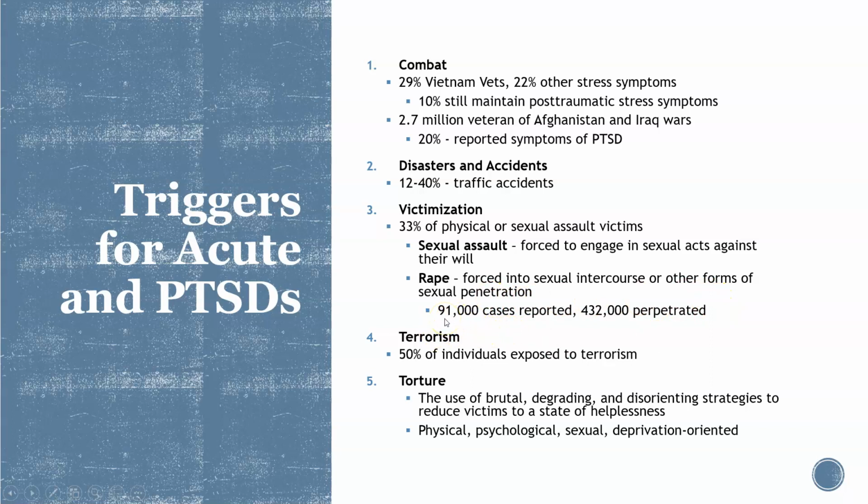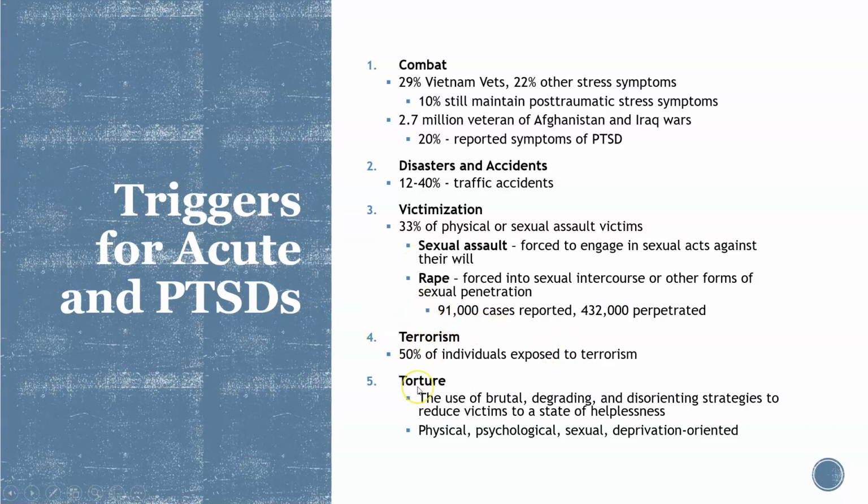Just a quick factoid for you all, so you can contextualize this a little bit. About 91,000 cases of rape are reported in the U.S. in a year, but approximately 432,000 are perpetrated. So you see the great disparity in the number of people who are actually coming forward with their experiences because of the extreme guilt and the victim blaming that surrounds this experience, this trauma.